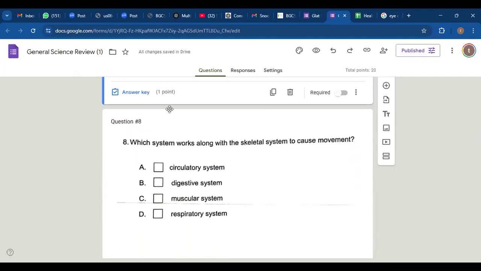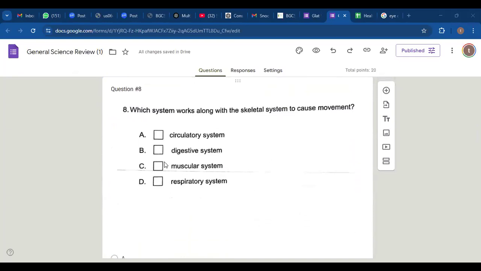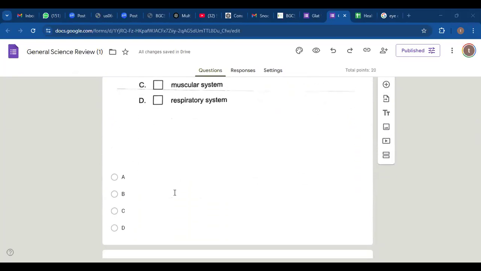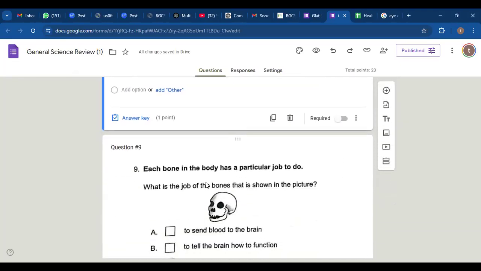Number 8. Which system works with the skeletal system that causes movement? Muscular system. Very good. The muscular system. That's gonna be C.